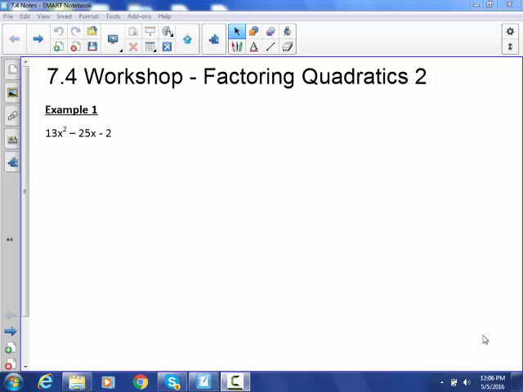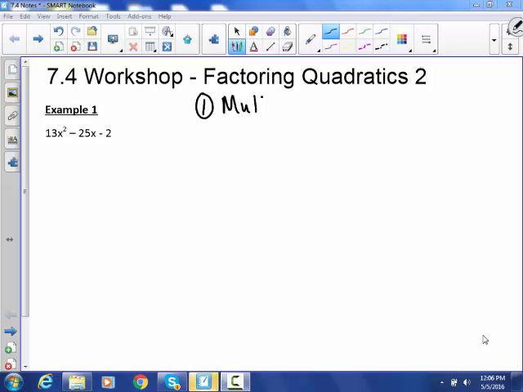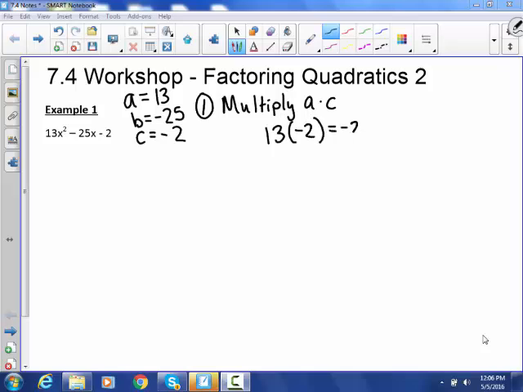So the first thing you do is you multiply A and C. A in this problem is 13, B is negative 25, and C is negative 2. So I'm going to multiply the A and the C together. So 13 times negative 2 is negative 26. So that's the first step. Multiply A and C together.